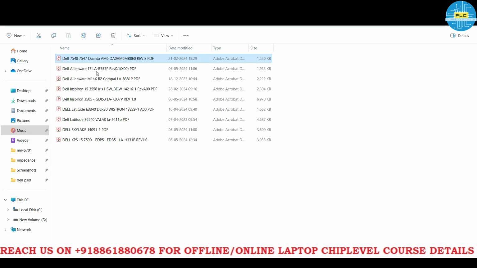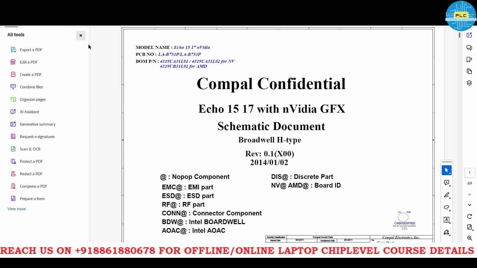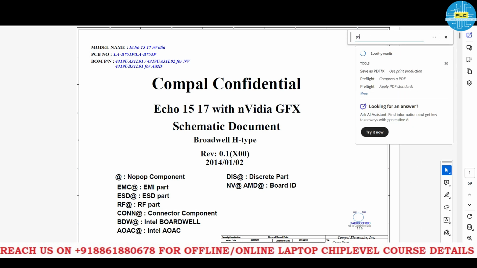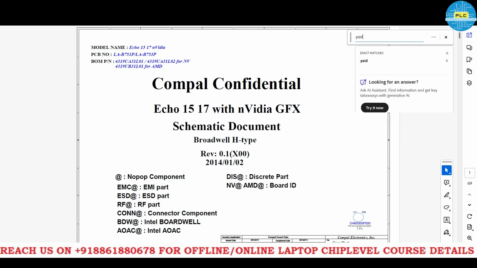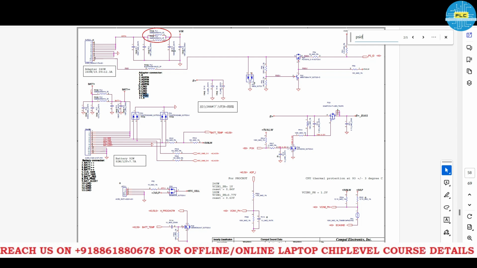I will open multiple. Second one, Alienware I will open. In Alienware, what is that? It's a 2014 one. It's an Echo 1517 Alienware laptop. And here, what is the situation? Just you need to search PSID. What will you get? Here nothing. Next, yeah, this is the DC jack, right? So adapter DC jack.